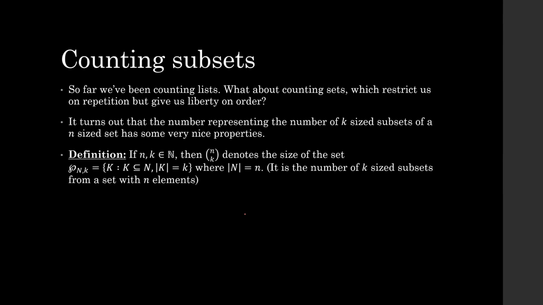So I want to define: if n and k are natural numbers, then this parentheses with n at the top and k at the bottom, I'm going to pronounce as n choose k. This denotes the size of the set P of big N, small k, which is going to be all sets K such that K is a subset of big N, the size of K is small k, and we also want the size of big N to be n. So basically, what this is saying is I can take any set of size small n, and then I take all its subsets that are of size small k, to make this new set here.